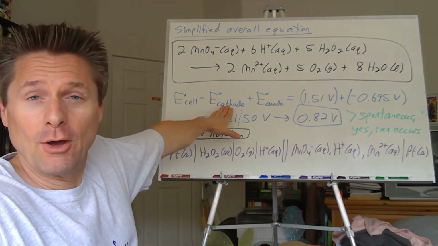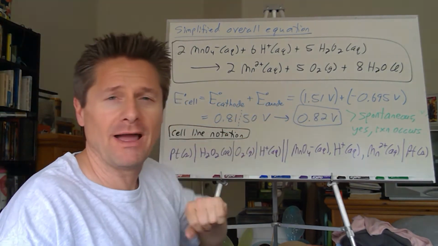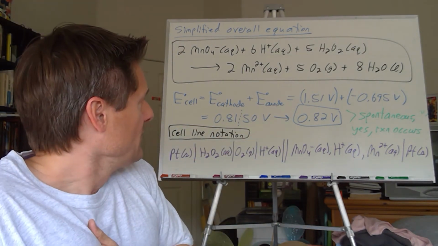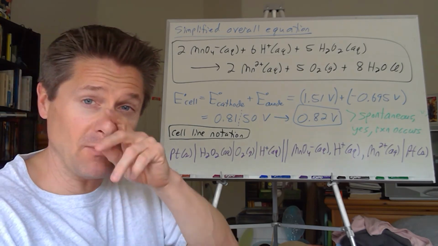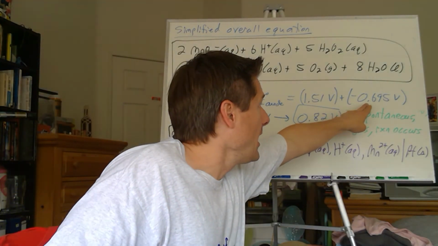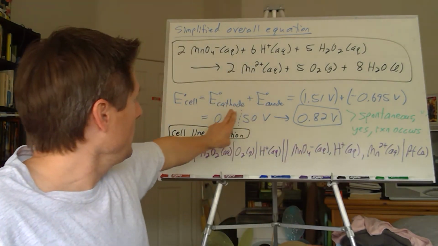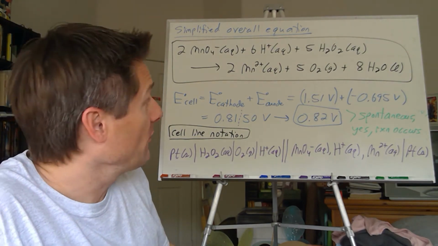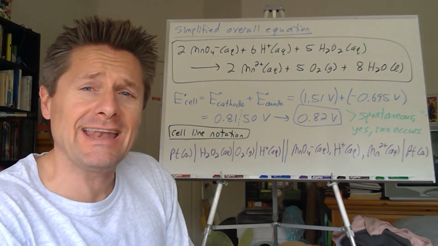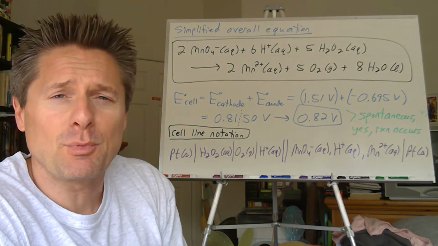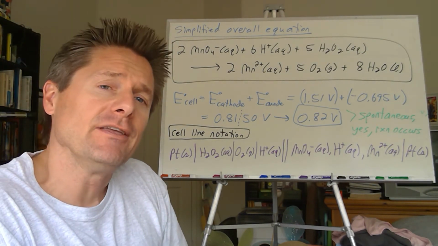So let's take the cathode, which is straight off the table, 1.51 volts, add the anode electrode potential, right, which is the oxidation part, which is the reverse of what was on the table. We flip the reaction over, negative 0.695. So we end up with 0.8150 volts, rounds to 0.82 volts. That is greater than 0. That is spontaneous. So yes, the permanganate ion can oxidize hydrogen peroxide to oxygen gas, leaving you Mn2 plus.